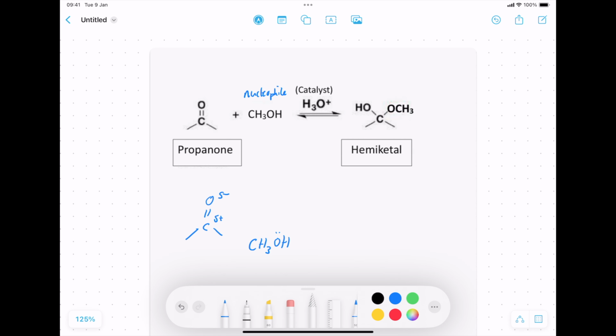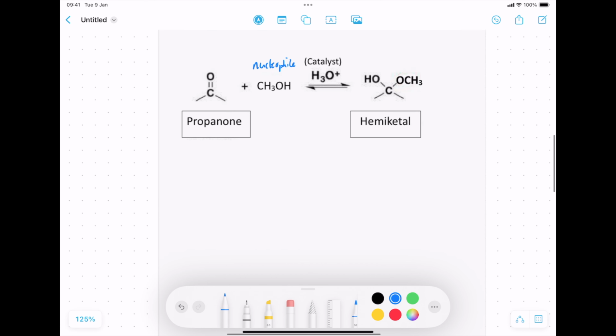So let's think about how this one starts. First of all, we have the catalyst, and what happens is the lone pair on the oxygen of the carbonyl is attracted to the H+, and this sort of activates it, makes it more reactive. Okay, so then we end up with this species where the oxygen has now got a positive charge, and the nucleophile, the nucleophilic addition part, comes in the second stage.